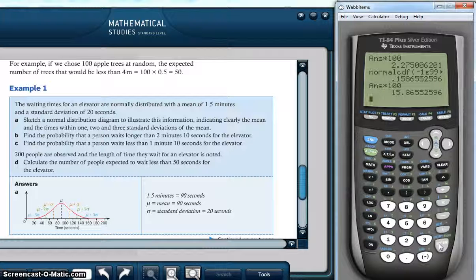Okay? 200 people are observed, and the length of time that they wait for an elevator is noted. Calculate the number of people expected to wait less than 50 seconds. Okay, so once again, distribution.